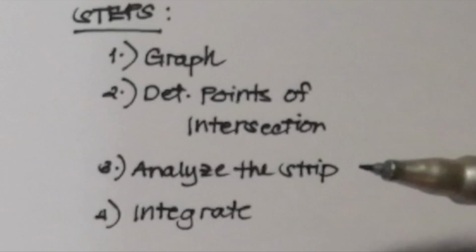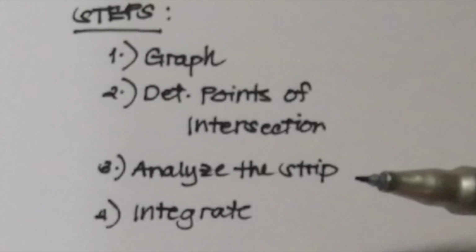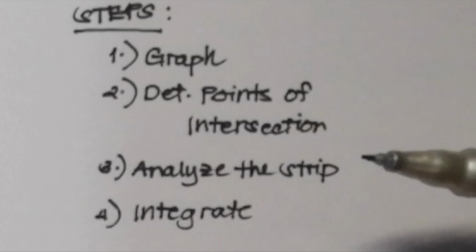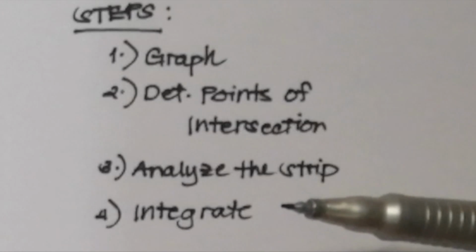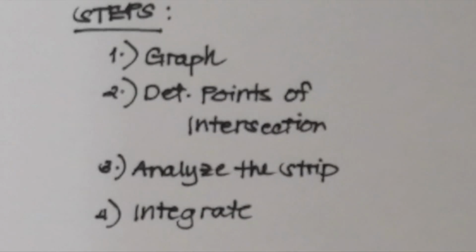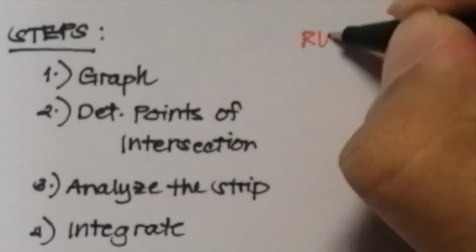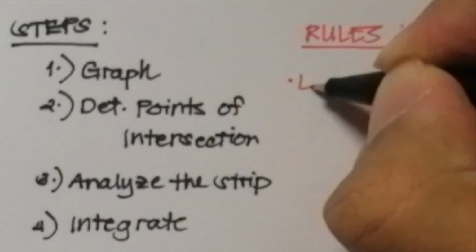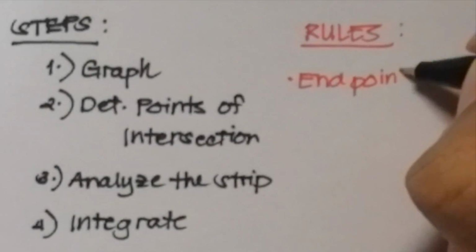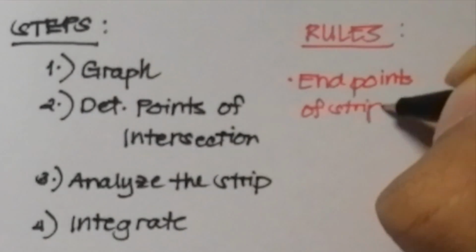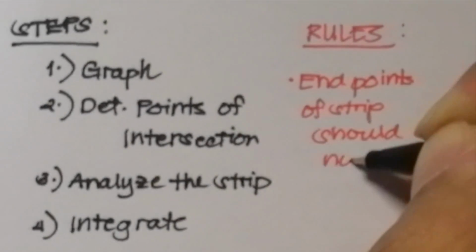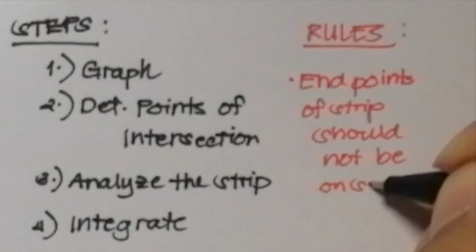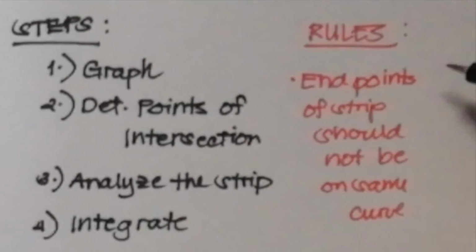Number 3, analyze the strip. In solving areas under the curves, we can use vertical stripping or horizontal stripping, depending on the problem. And lastly, we need to integrate our differential strips to sum up the total area between the curves. Before we proceed, we need to follow a rule. The endpoints of our differential strip should not lie on the same curve or on the same line. Its two endpoints should be on a different curve or a different line.